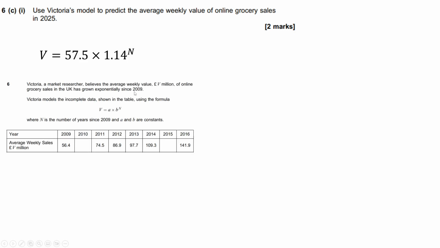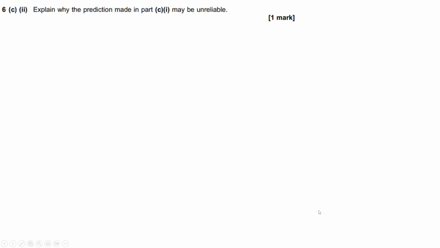Predict the average weekly rate of online groceries in 2025. It started in 2009 here, so that's 16 years later. So n equals 16. You plug that in, you get 467.9. But just be careful. V is in millions of pounds here, so just put million pounds.